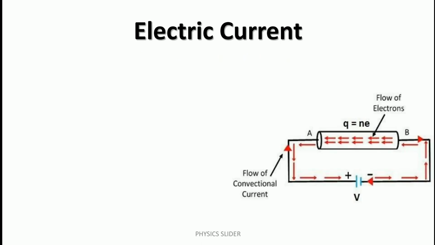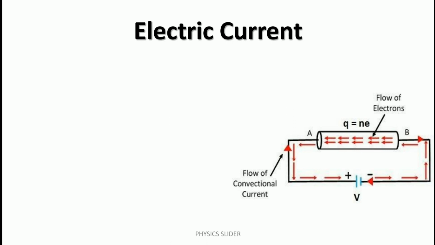Let us consider a conductor AB which is connected to a cell or battery. The positive terminal of the cell is connected to the point A and the negative terminal of the cell is connected to the point B. So the electrons start to flow from B to A, or we can say from the negative terminal to the positive terminal. The charge associated with n number of electrons is Q equal to Ne, and the direction of the flow of conventional current is opposite to the flow of electrons.